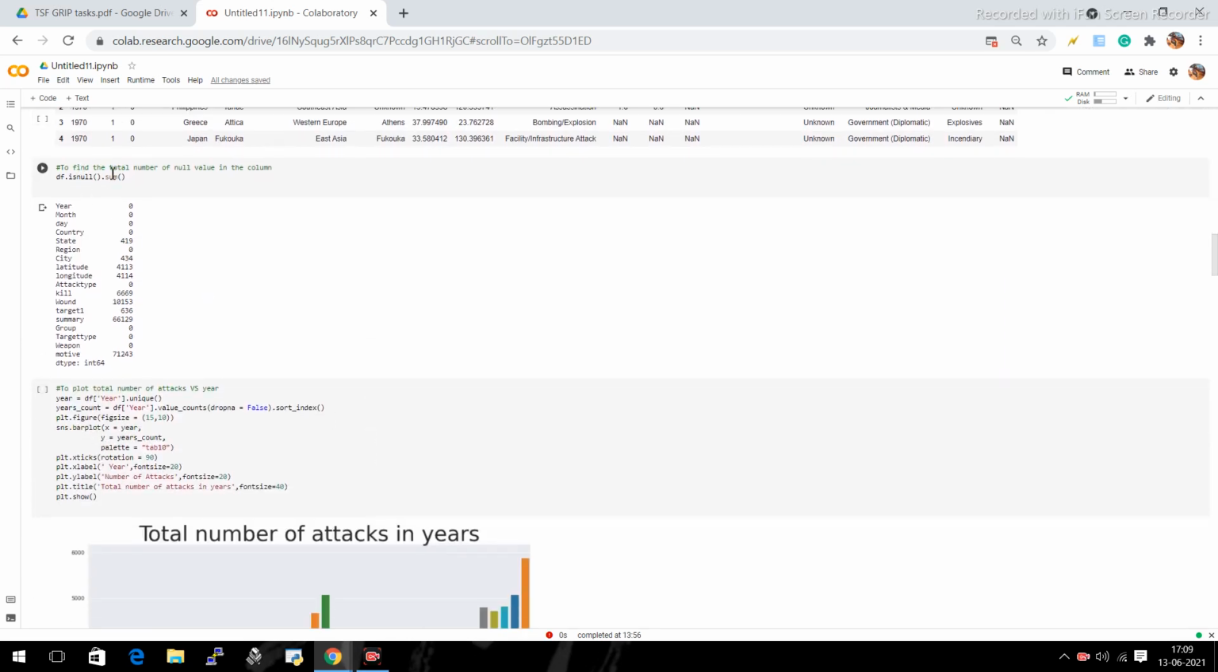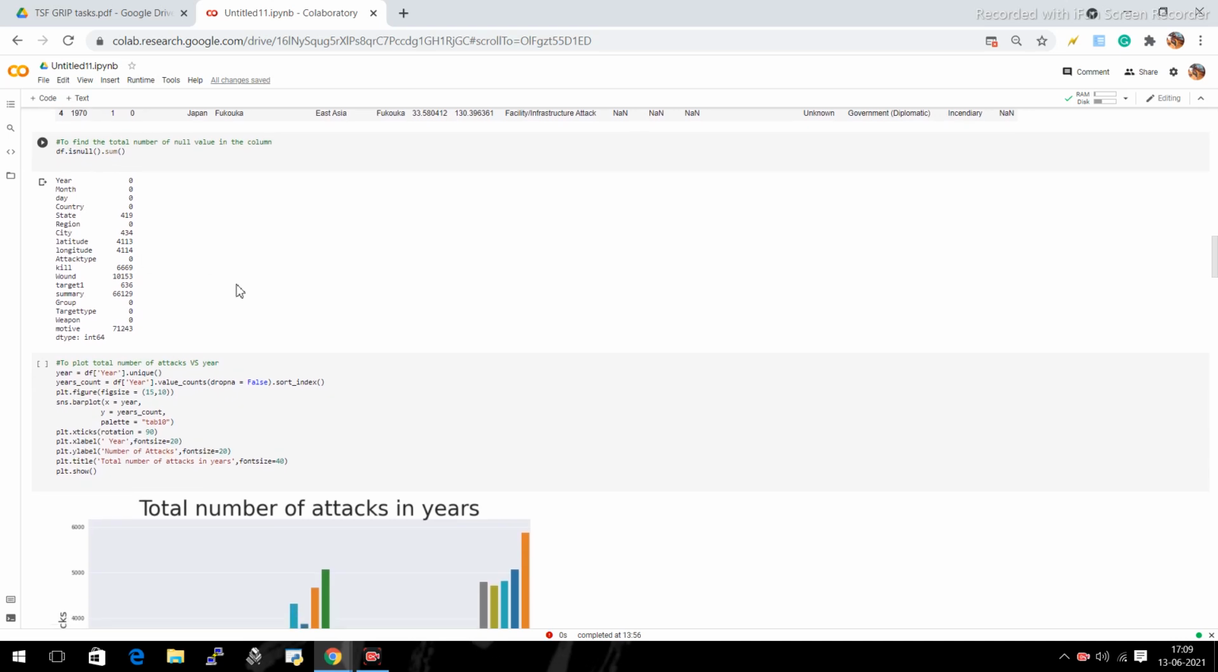Now we have found the total number of null values in all the columns. For that we have used df.isnull().sum(). From here we can see that all the columns with 0 values have no null values.